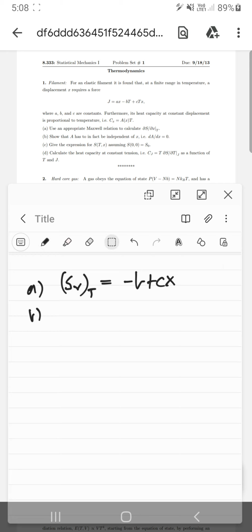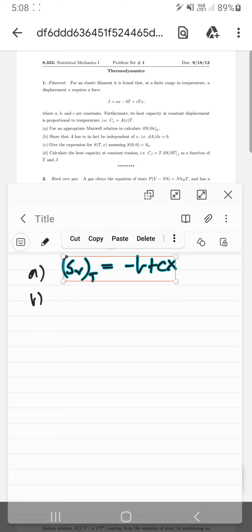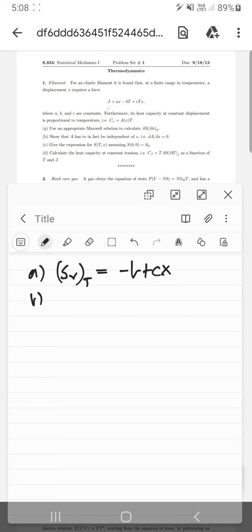Show that a. What is a? Oh, okay. Cx equal to ax part. Show that a is in fact independent of x. That is, dA upon dx equal to 0. So a is just a function of x, right? That's interesting. There's some stuff that this implies, actually.